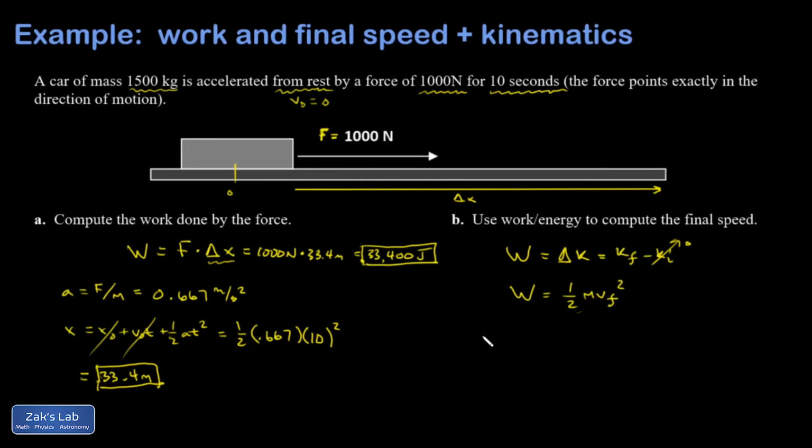And maybe just to have a little variety, I'm going to go ahead and put in the numbers first and then solve for V final. You can also do it symbolically if you like. So multiply by 2, divide by 1,500, square root the result. And I get that V final is 6.67 meters per second, just keeping 3 sig figs as usual.